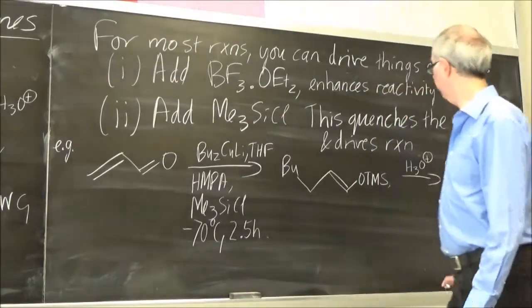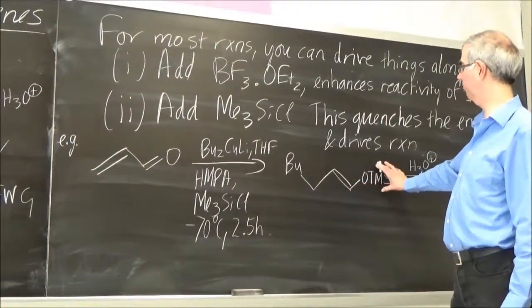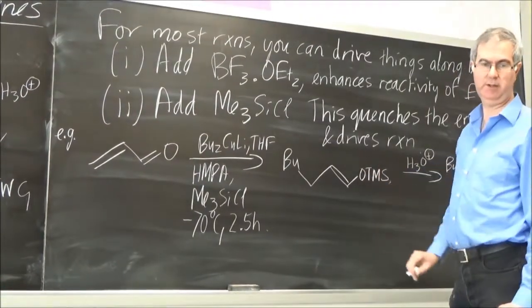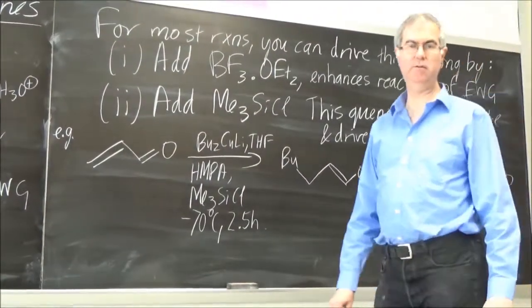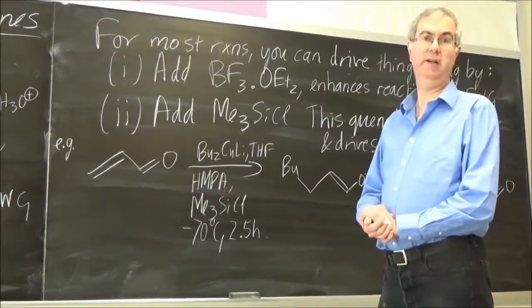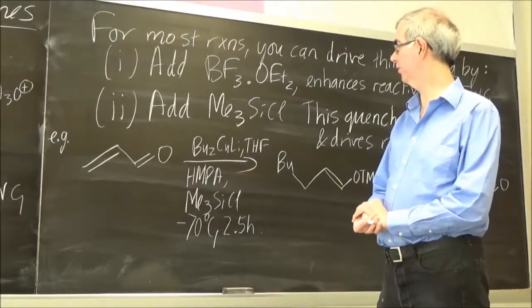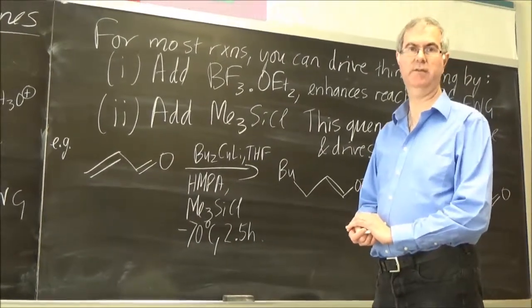Now the enolate itself, here we quenched it and made it a silicon enolate, but you can also use the enolate directly for enolate chemistry, for instance with alkylation. So let me show you that next.